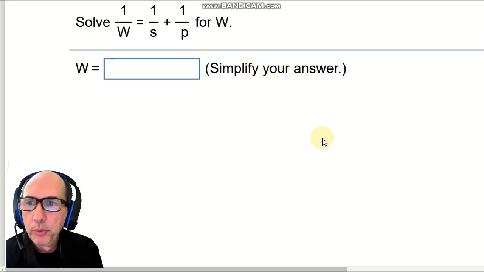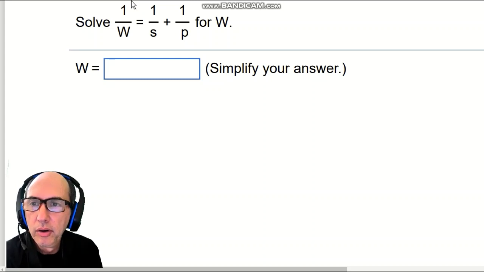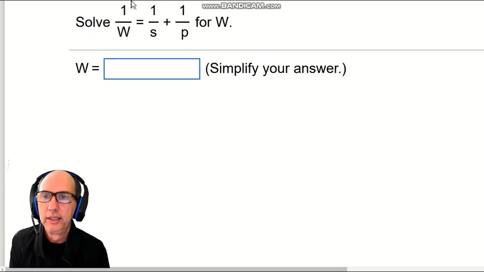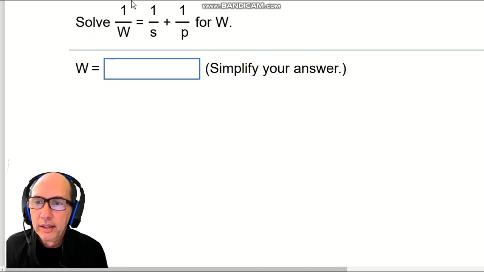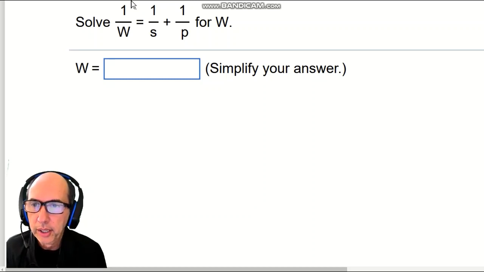In the first example, we have 1 over w equals 1 over s plus 1 over p. You see, this is what we call a literal equation because we just have variables, we don't have lots of numbers. It's like a formula. And what's interesting about this example is we already have 1 over w, and we need to find w. W equals something, right? An expression using s and p.